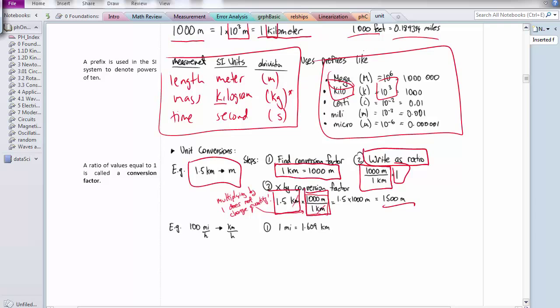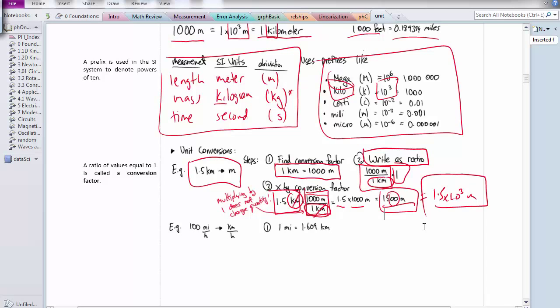This is super important to understand. And since we want to get rid of the kilometers, we make sure the kilometers are on the bottom, on the denominator, so that they cancel out. And once the kilometers cancel out, all you get on top is the meters. And then you just multiply through and you get 1.5 times 1,000 meters, and you get 1,500 meters. This should actually be 1.5 times 10 to the 3 meters in scientific notation, because this is ambiguous.